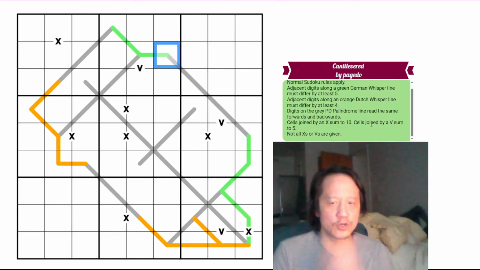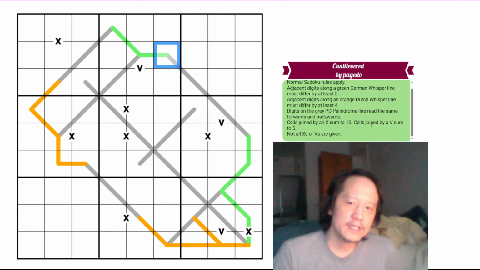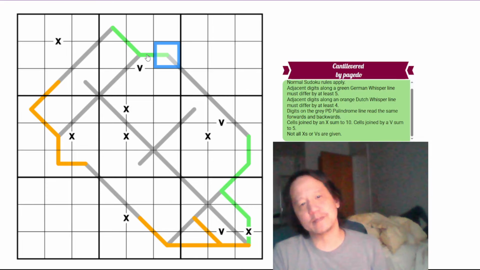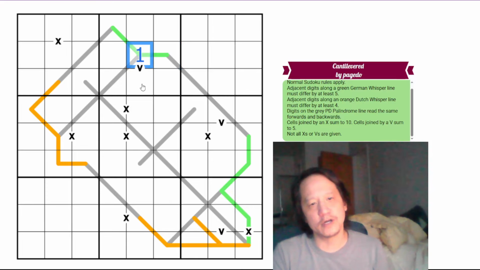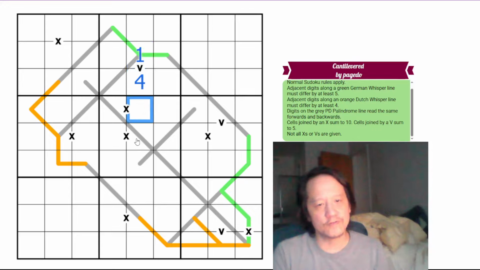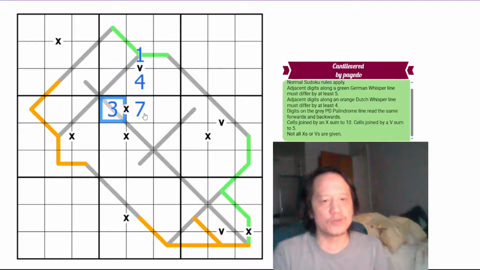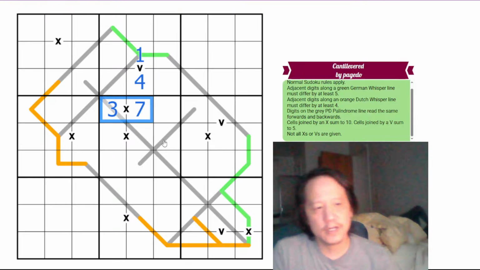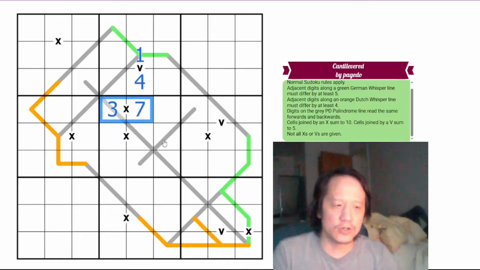We have cells joined by an X sum to 10, cells joined by a V sum to 5, and not all X's or V's are given. As an example, if this were a 1, this would have to be a 4 to add up to 5. If this were a 7, this would have to be 3, because these add up to 10. Those are examples of how X's and V's work. And those are all the rules.